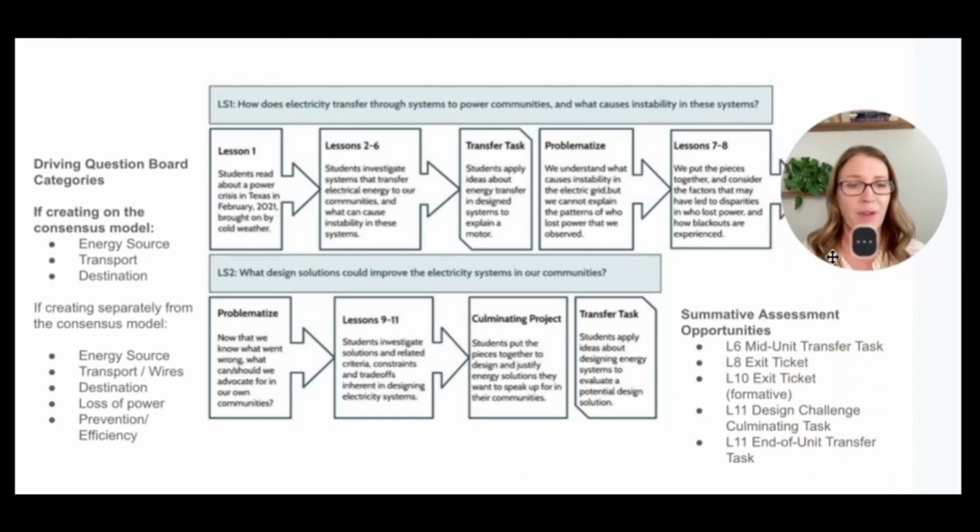Now, let me move my face here. There are some summative assessment opportunities. The first one being in lesson 6, it's a transfer task, which means we take all of the science ideas developed in lessons 1 through 6, basically, and we take a transfer task at the end where they apply it into a new context. The context in this one will be about motors.